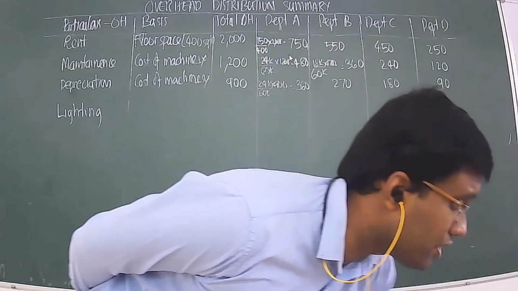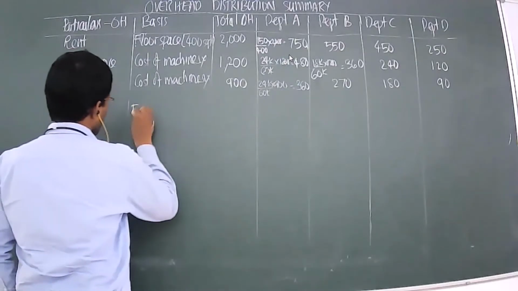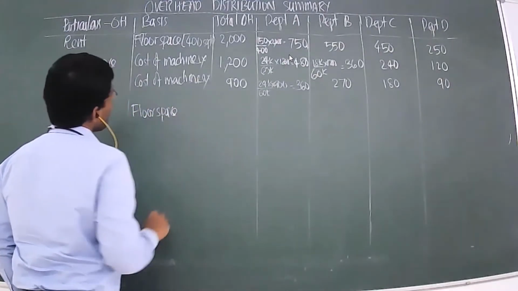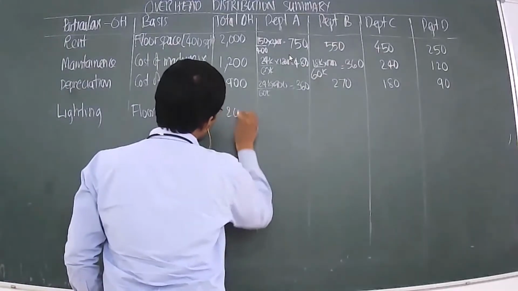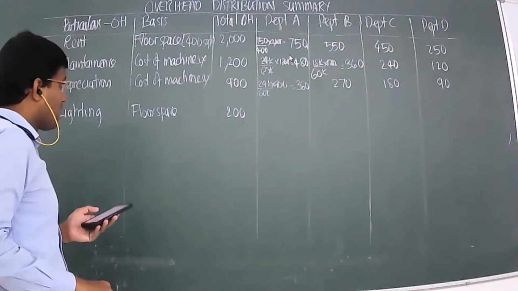Excellent. I've got many of you responding, and you've confirmed it should be floor space. Very good. So floor space, and the total lighting expense is how much? The total expense is 200.